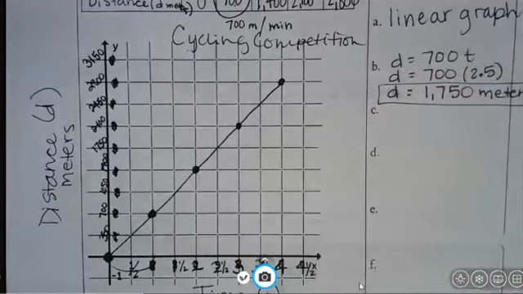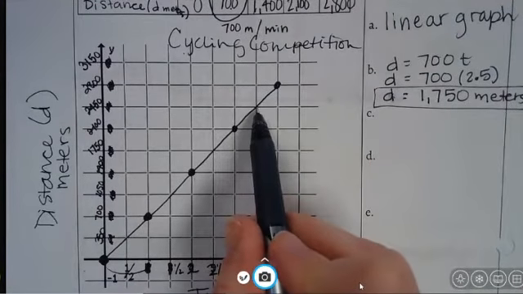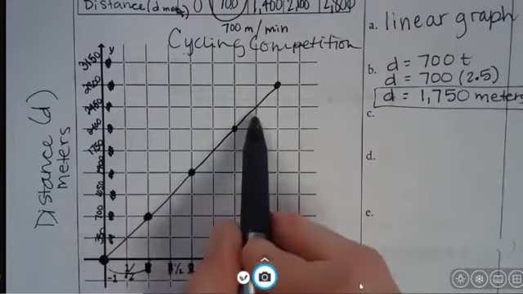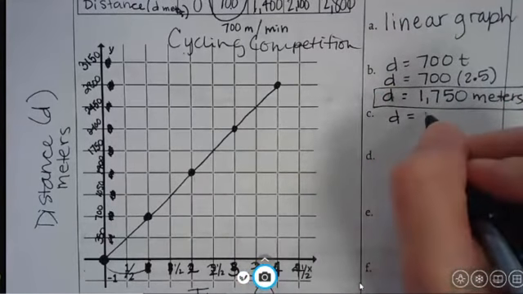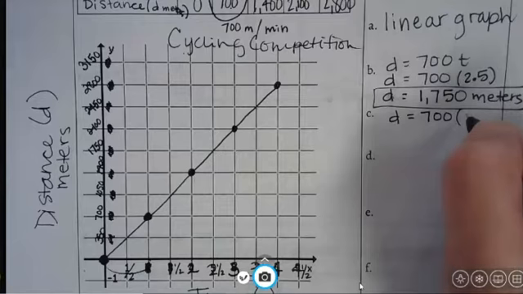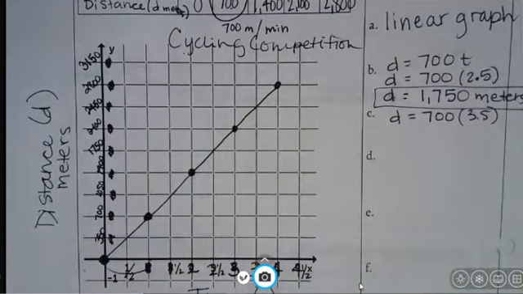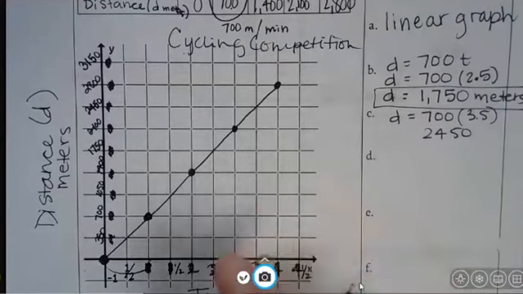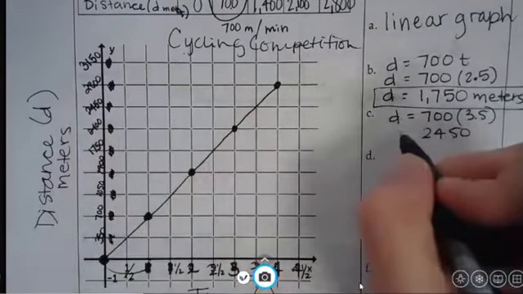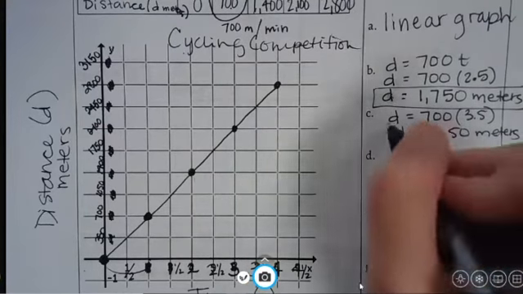And then C says, what is the distance traveled in 3.5 meters? So again, you can check with your chart. There are some where it won't work because you won't have the number there. So the distance on this one you can tell with your chart, but you can also plug it into the formula just to make sure. So 700 times 3.5 is 2,450, which matches on our chart as well. And the label would be meters again.